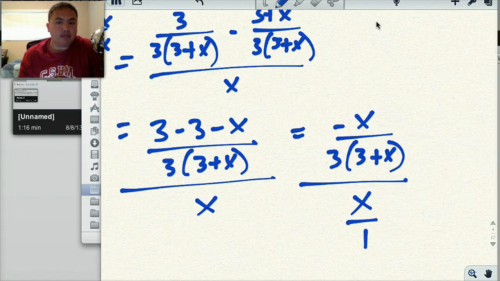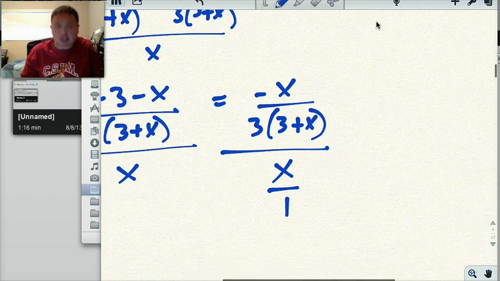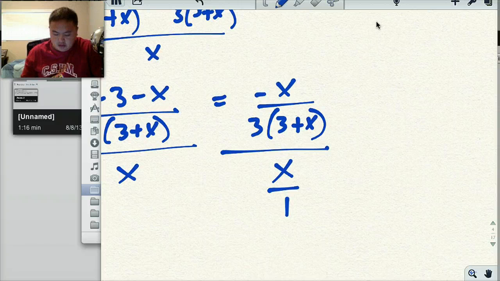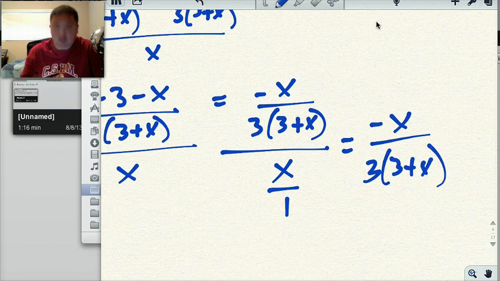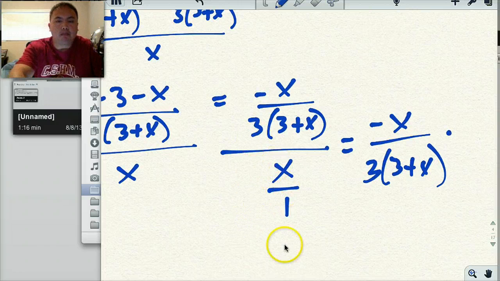Since I have a fraction which is divided by another fraction, remember when you divide fractions, you flip and multiply. So this means the exact same thing as negative x over 3 plus x. So you see how this is just the first fraction right here, multiplied by, remember you flip and multiply, 1 over x.